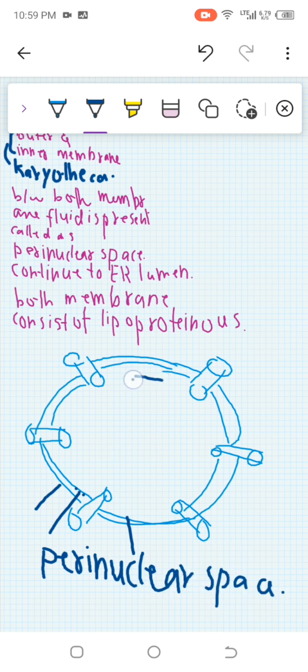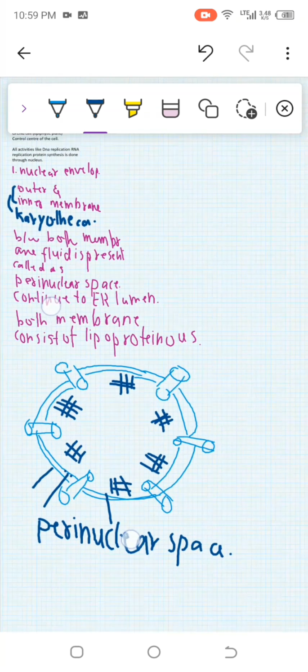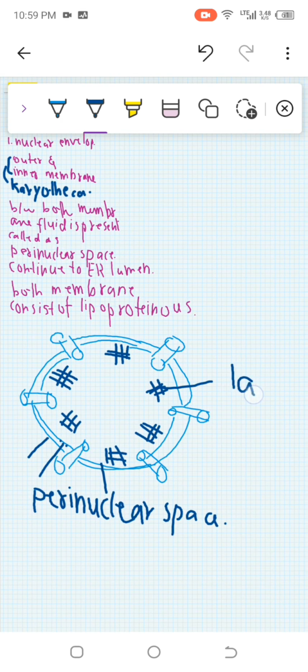Here the proteins are present in this shape. Proteins are present which are filamentous proteins, arranged diagonally, made of filaments. Those proteins are named lamins. Right? The proteins that are present are lamin proteins. After this, these are nuclear pores.